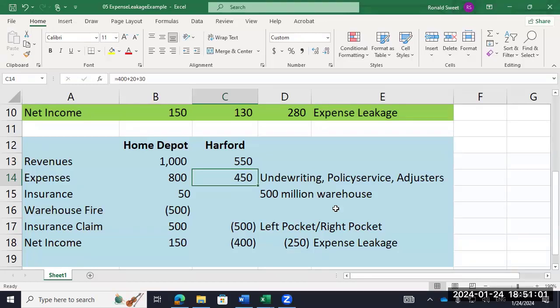But y'all understand expense leakage here, though. It's the cost of the insurance company to manage this business. Everything else is left pocket, right pocket. The premium, the losses, all that's just left pocket, right pocket. Now, I've had students say, well, what if I just buy Home Depot and don't buy Hartford? I don't know anyone that's going to say, I'm just not going to buy insurance companies to avoid this. That's just a bizarre way to manage a portfolio.